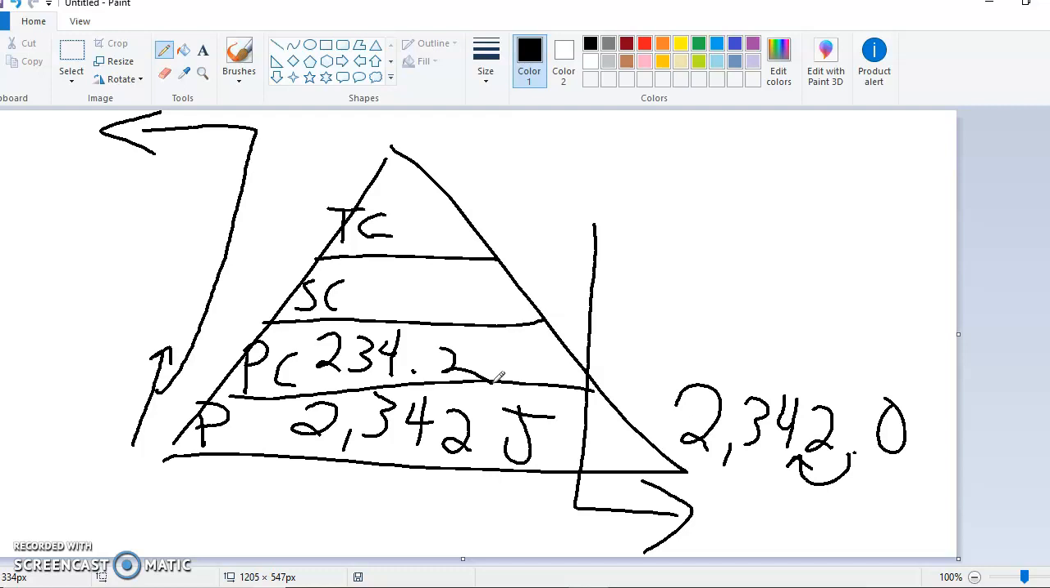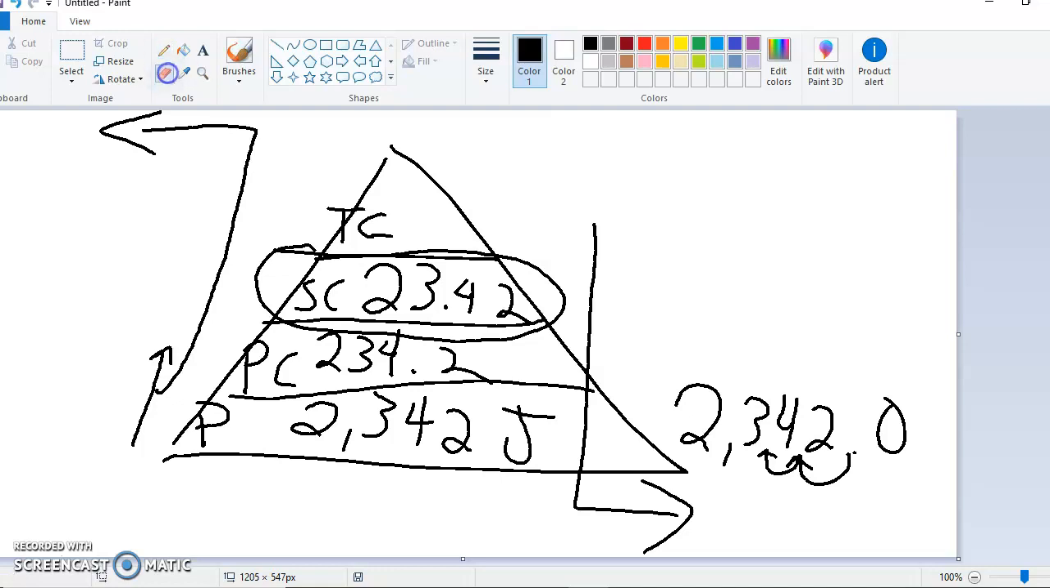And now the question was all about the secondary consumer, so I would move the decimal one more time to the left. Now my number is going to be 23.42. So that's pretty much it. You're just moving that decimal, and that's helping you to change it by 90% at each level. So you're not actually having to calculate anything. You're just moving that decimal left or right.